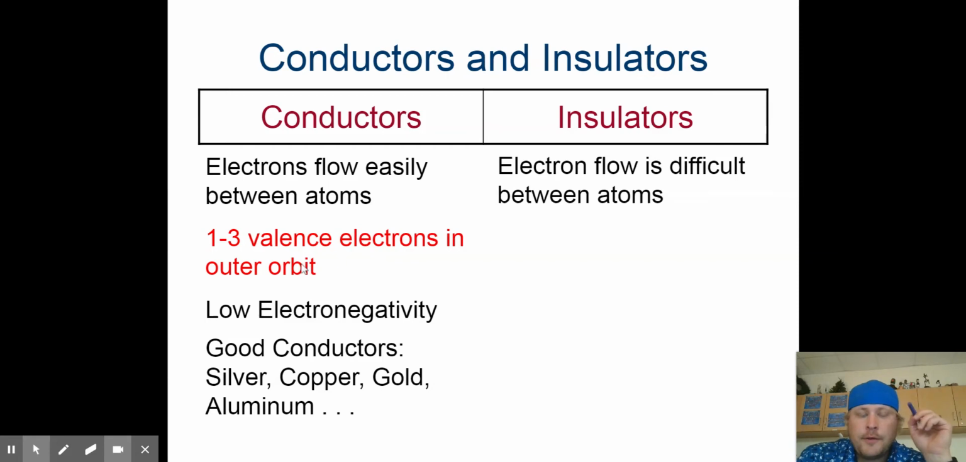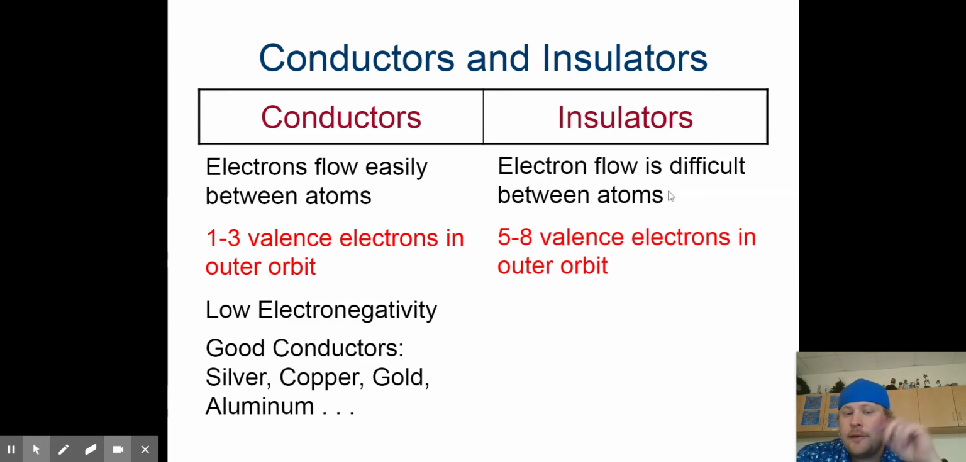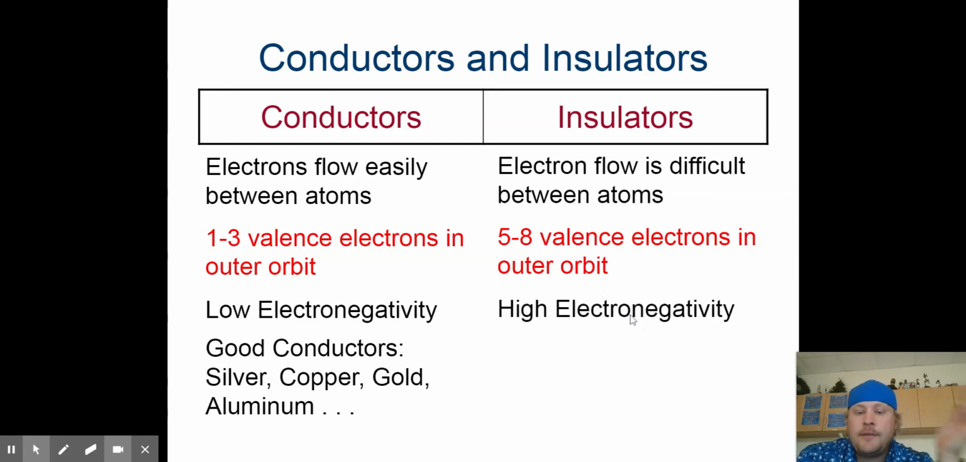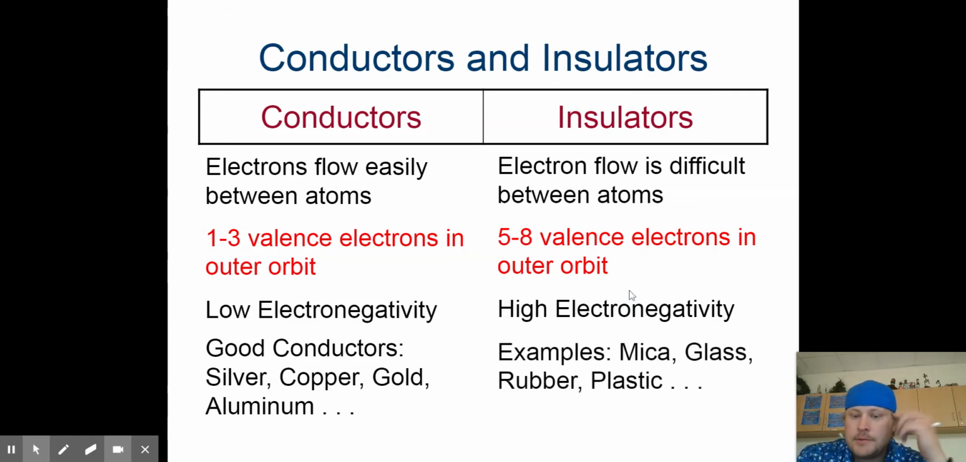So if it's 1 to 3 for conductors, what do we think insulators are going to be? 5 to 8. It's easier to gain 1, 2, or 3 electrons than it is to lose 5 to 8 electrons. So it's going to gain them, but it's going to hold on to them. It has a high electronegativity, meaning it really tries to collect and hold the electrons, and doesn't push them out. Examples: mica, glass, rubber, plastic, anything that you can handle.